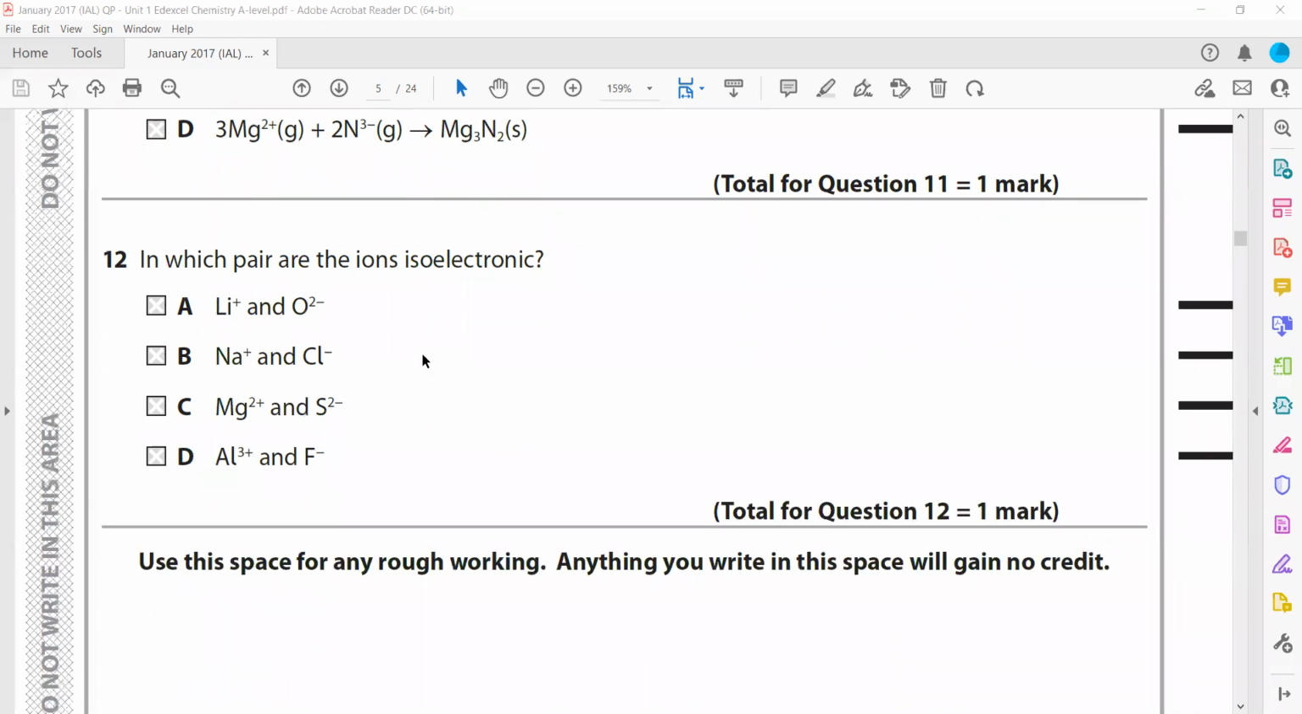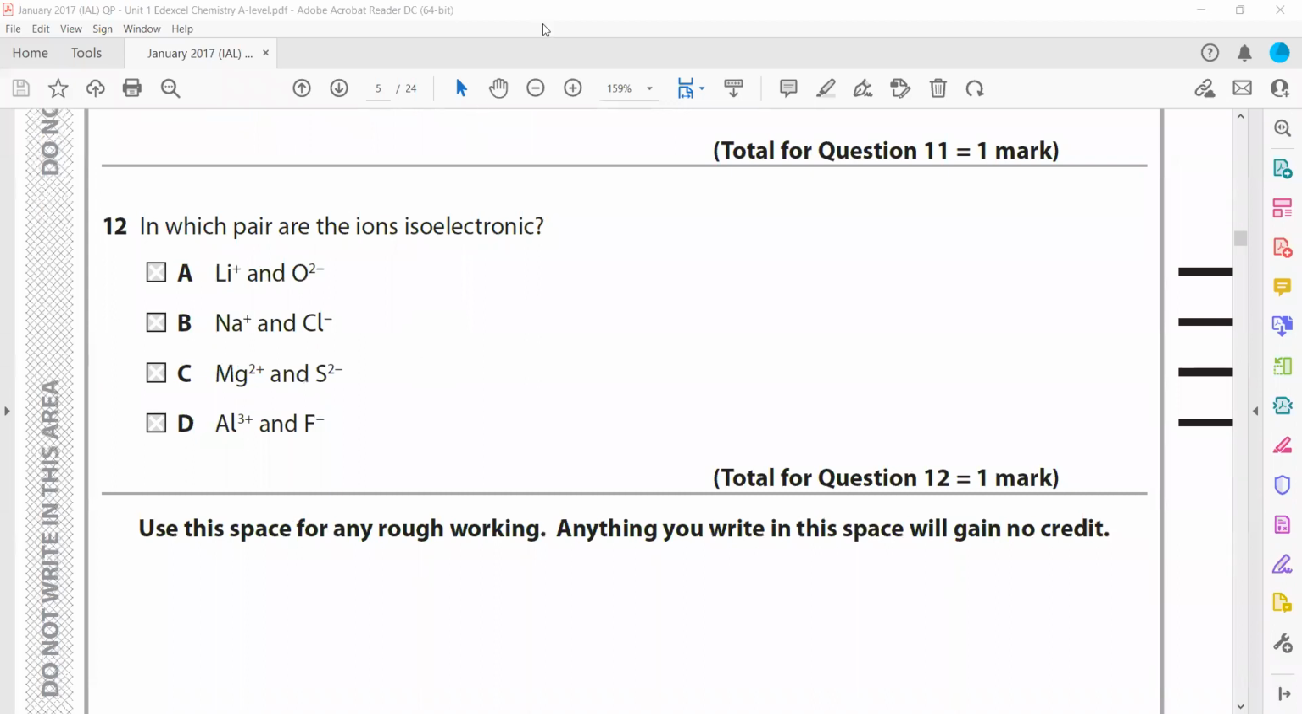Which pairs are isoelectronic? The term iso means same. So it means they have the same electronic configuration or same number of electrons. Li plus: lithium has 3 electrons, loses 1, so 2 electrons, and oxygen is 8, it takes 2, so it will be 10.